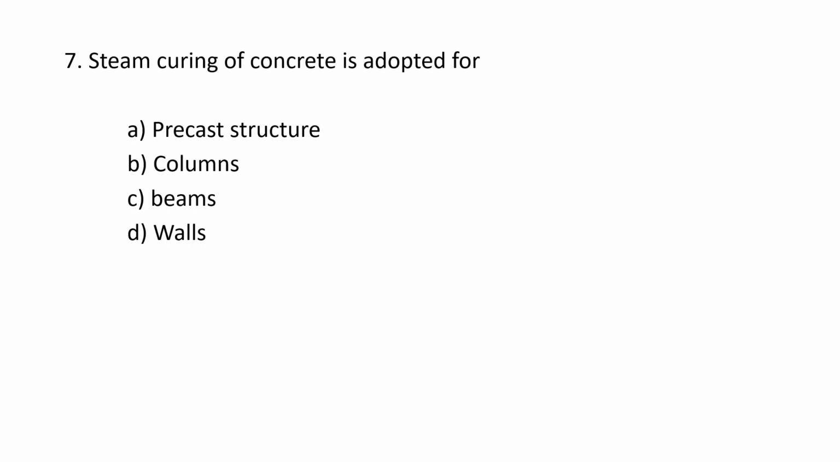So in these four options, which option requires high early strength? We know that it is precast structures. Precast structures are structures which require early strength gain. For those structures we give steam curing. Because of the high temperature, the reactions of concrete will speed up and it will get high early strength. So option A is the correct answer.